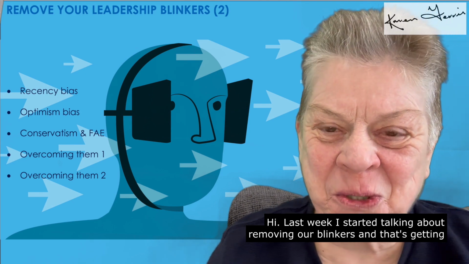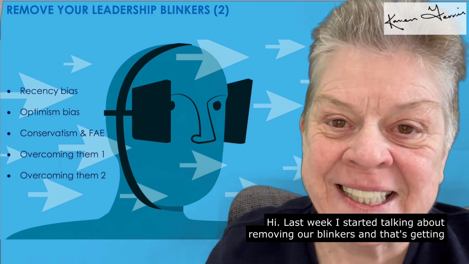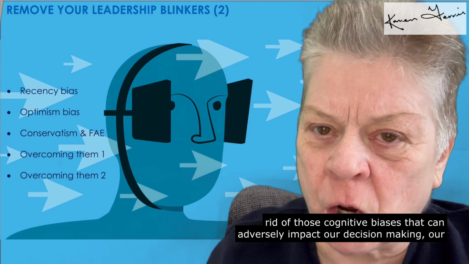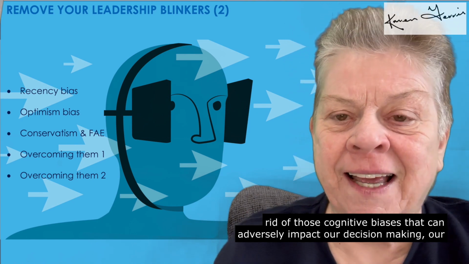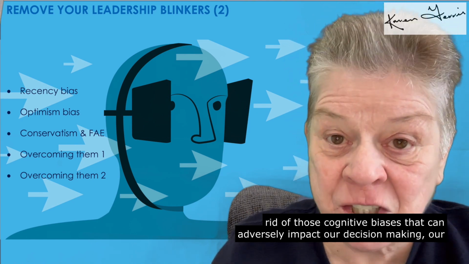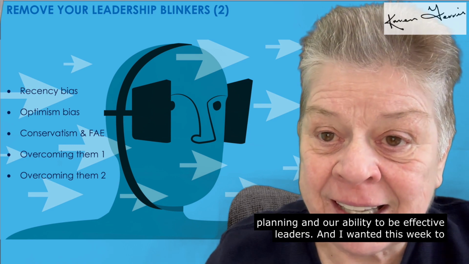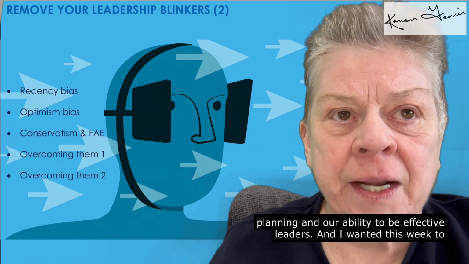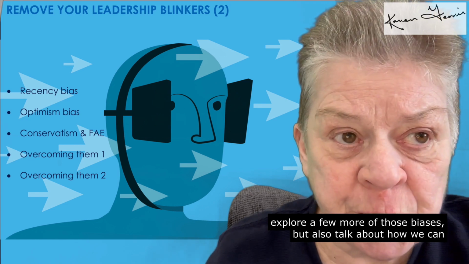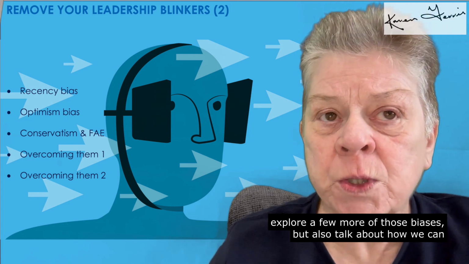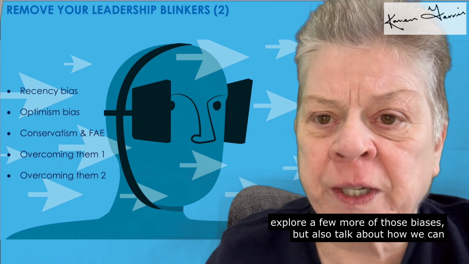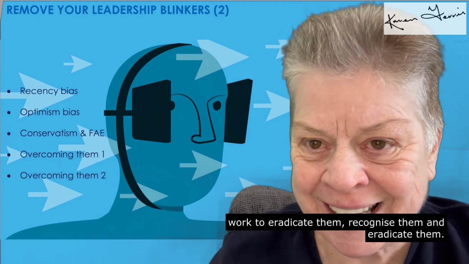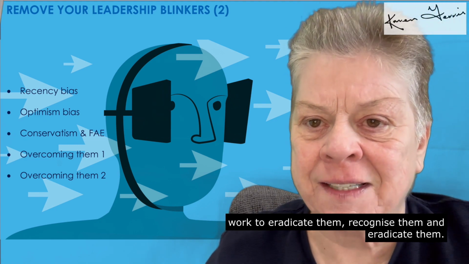Last week I started talking about removing our blinkers, and that's getting rid of those cognitive biases that can adversely impact our decision making, our planning, and our ability to be effective leaders. And I wanted this week to explore a few more of those biases, but also talk about how we can work to recognize them and eradicate them.